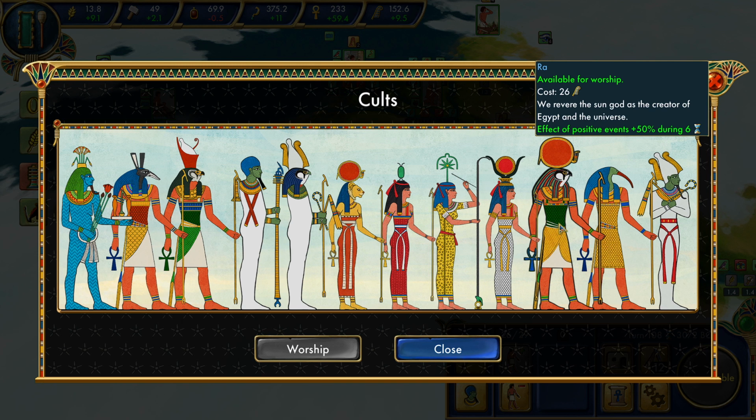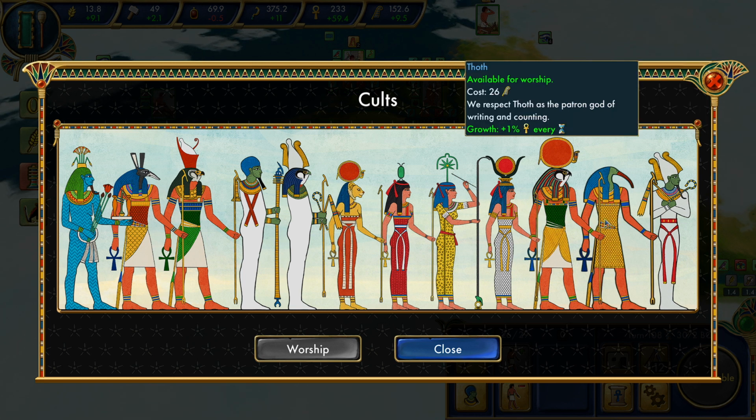Ra, very well known and creator of Egypt and the universe. You can't get much more important than that. Does have limited duration, but boosts any positive events. If we get any particularly good ones, we might want to consider Ra. Then there's Thoth, patron god of writing and counting. Small bonus, but permanent to our culture, so we could keep diving deep into that.